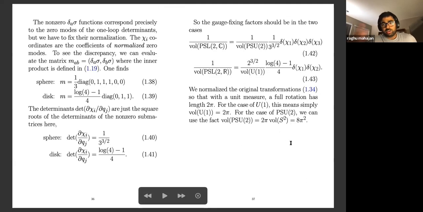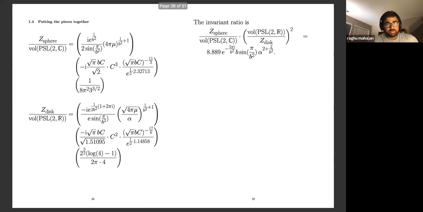So all in all, you do all the math, you keep all the factors correct. It took us a long time to figure out all these factors. Here's the final solution. So sphere and disk: on shell action, one loop determinant, some order one terms from the gauge fixing factor. You take the ratio, you get this.